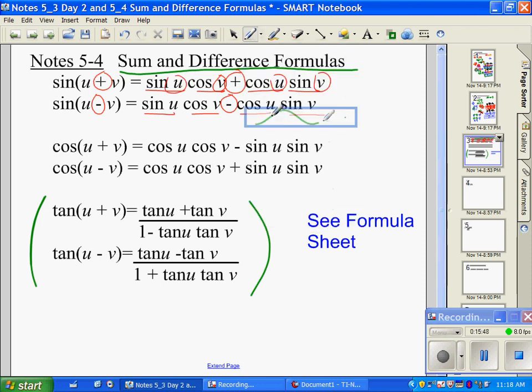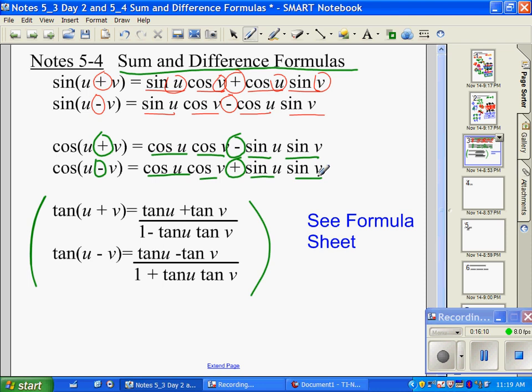Again, noticing the patterns here, cosine of u plus v. Both of these formulas are cosine starting, and I notice that they have the opposite sign, and then sine of the two. So again, how do you memorize those? We're going to look at the patterns, maybe write them down a couple times.